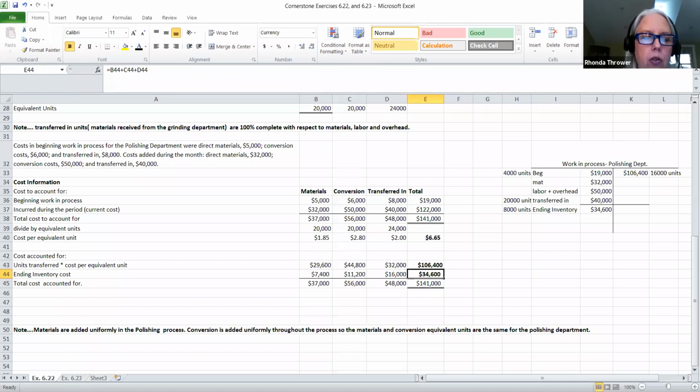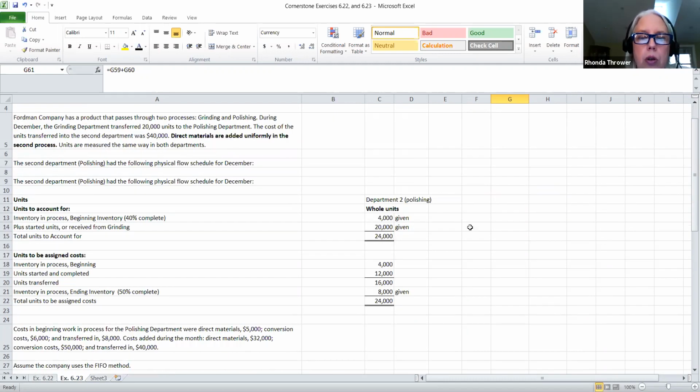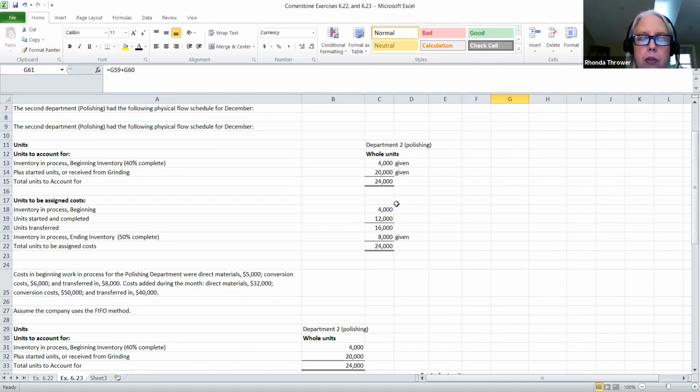So let's move on to the next exercise, which is really the same exercise again, but we're just going to look at it from a FIFO point of view. So in exercise 6.23, we're using the FIFO method. Same thing that we did before. Materials are going to be added uniformly during the second process. And then we calculate the whole units the same way that we did before. In fact, I just basically copied what I had from exercise 6.2 in here.